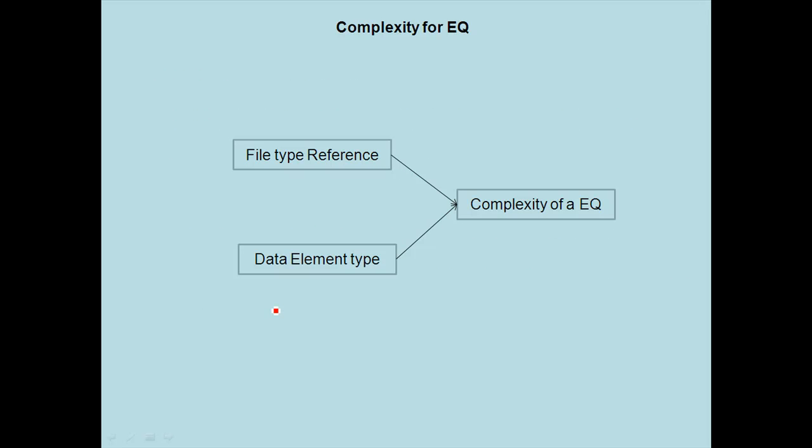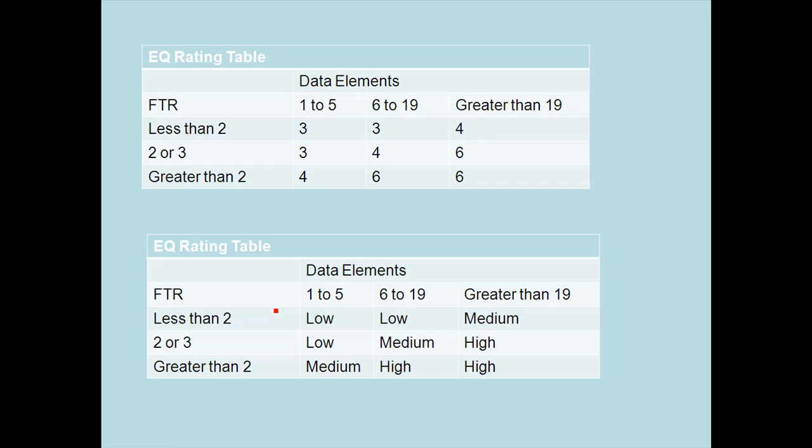Again, the complexity of EQs depends on two things, FTRs and DETs. So here's the complexity table of EQ. We can say that EQs are basically simple outputs, as compared to EOs, which have complex outputs. They aggregate tables, taking data from one ILF and EIF, merging them and displaying them, while EQs just go to one ILF and display information.